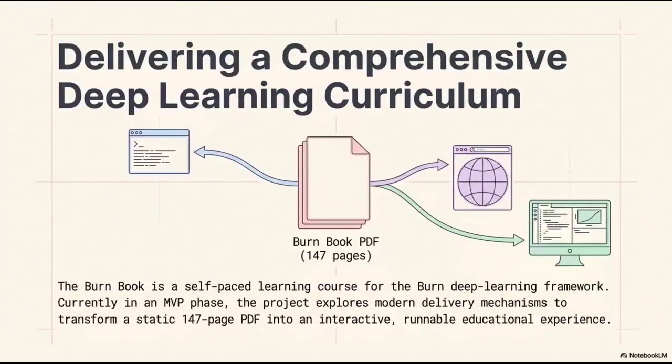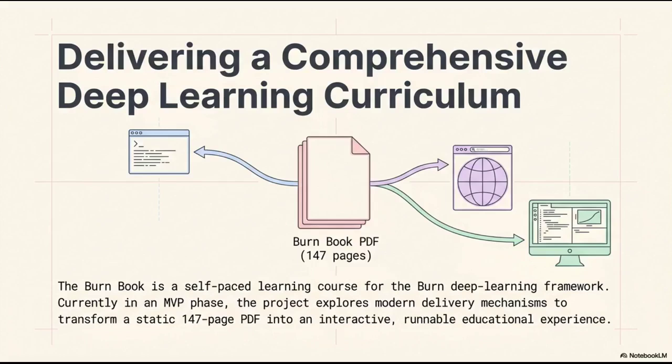Our focus here is on delivering a comprehensive deep learning curriculum. At its core is the Burn Book, a 147-page PDF. This Burn Book serves as a self-paced learning course specifically designed for the Burn Deep Learning Framework.